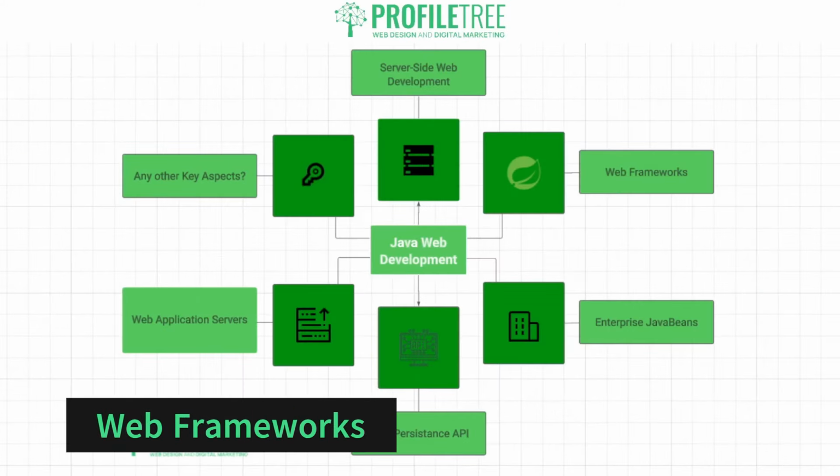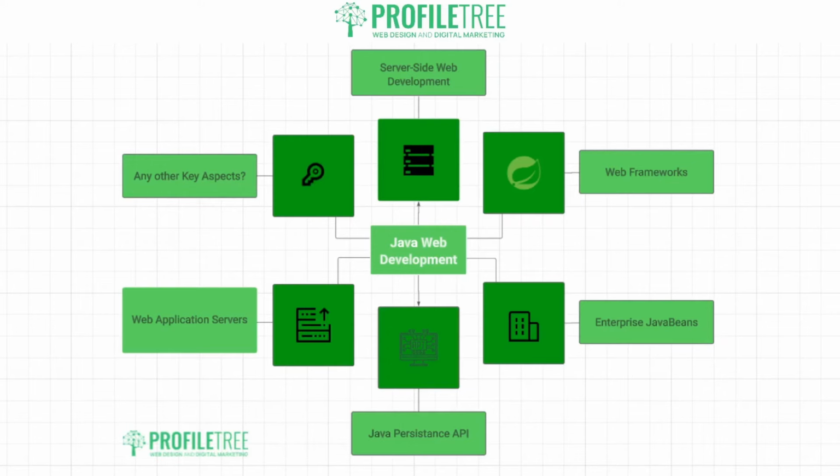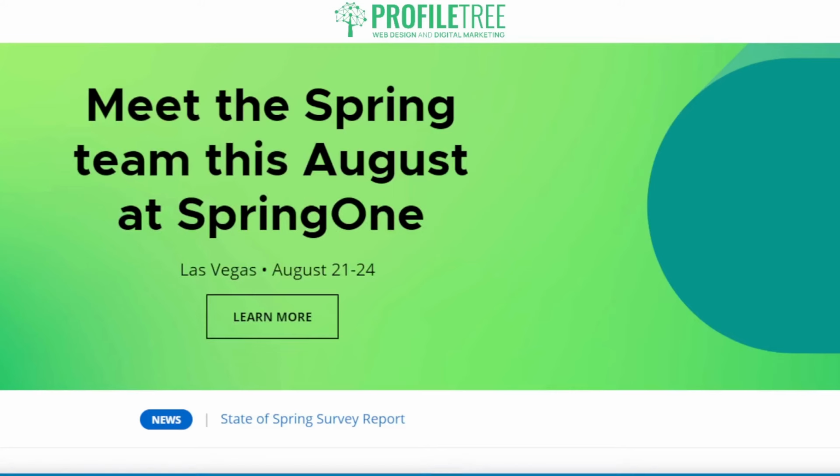So our next one there is the web framework. Now, looking more into the web framework itself, Java has a variety of web frameworks that simplify web application development. So we'll take a look into the different frameworks available. So this is the Spring framework. Now, this is a powerful and widely used Java framework for building enterprise-level web applications.